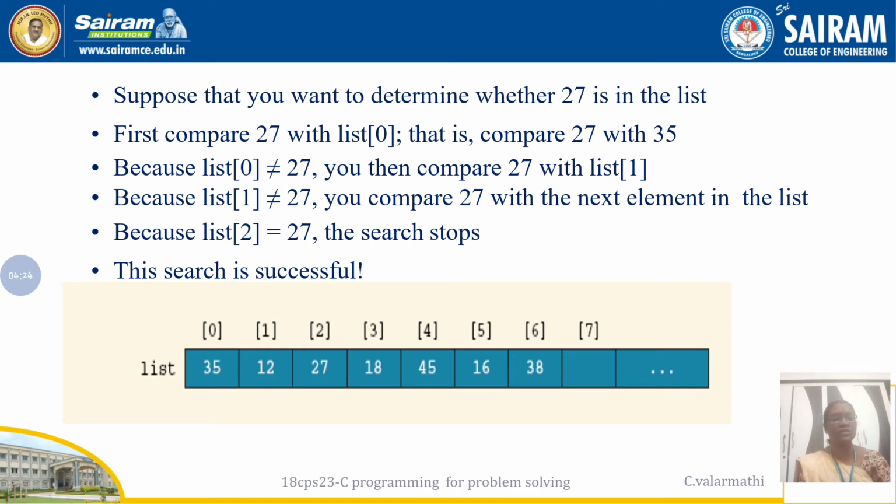So my first element is 37. It's not matching. The second element is 12, which will not match. So 27 is the third element. It does not match the searching element 42. Likewise it continues till the end of the list. Until the end of the list you don't get the searching element. So that case is called the failure case.